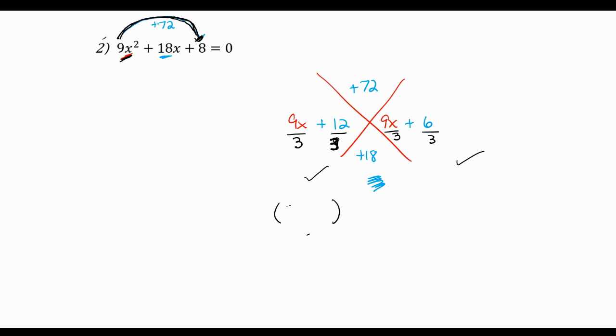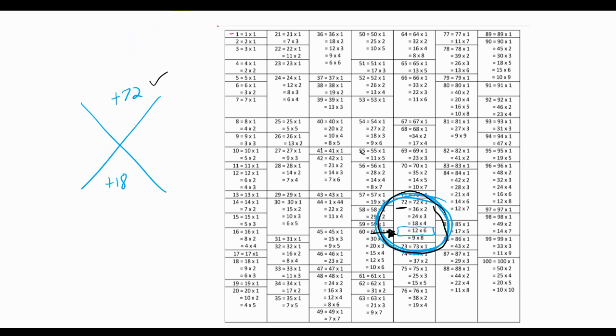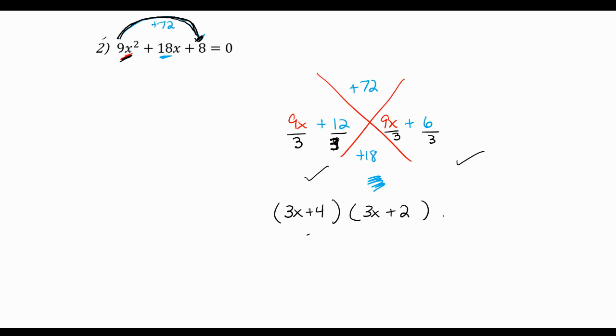So 9 over 3 would be a 3x. 12 divided by 3 would be a 4. On the other side, 9 divided by 3 is another 3x. 6 divided by 3 is a 2. And like I said before, if this said factor only, which you would be done, but it says equal to 0. So now we have that next step. We have to set them both equal to 0 and solve.